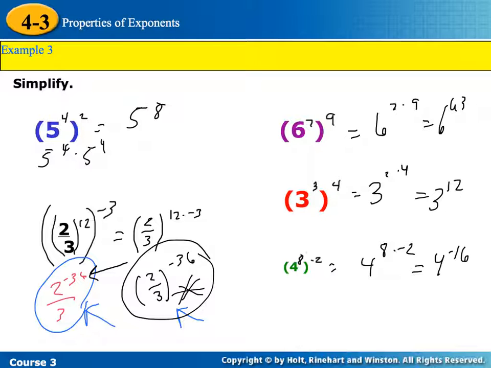Do not forget operations between integers. Also, do not forget that we also need to have the same base. Okay? That's all I have for you today.